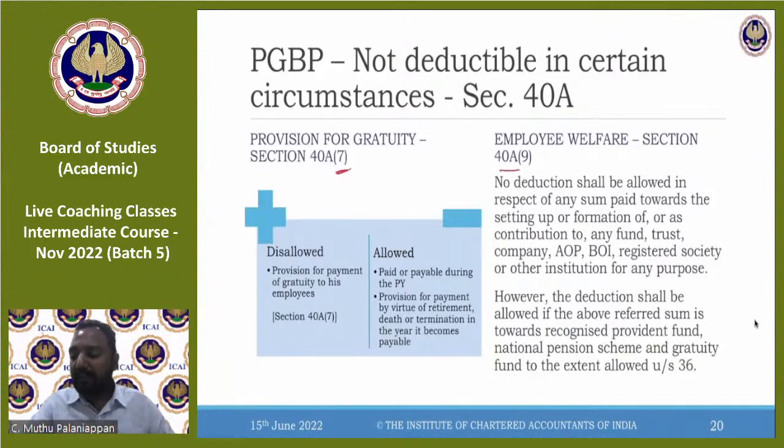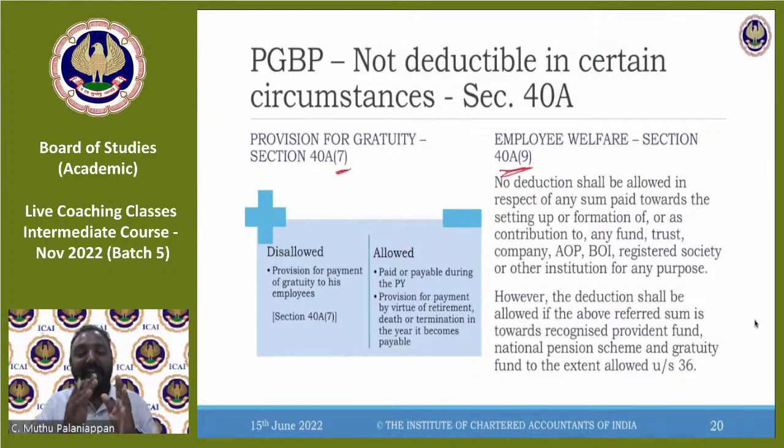And 40A9, we have already seen, whenever it is deposits towards provident fund, superannuation, gratuity, or whatever, employee welfare schemes, pension, whatever it is, whatever is the limit specified in section 36 for employer contribution, employee contribution, the pension restriction of 10%, till the restriction provided in that particular section, it is allowed. Beyond that, it is disallowed in 40A9. So whatever is allowed is only till the limit specified in section 36. Beyond that, it will be disallowed in section 40A9.